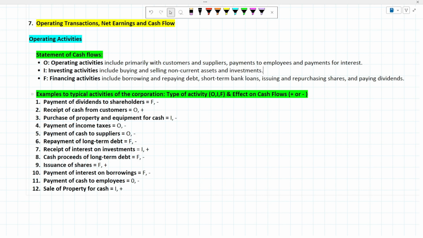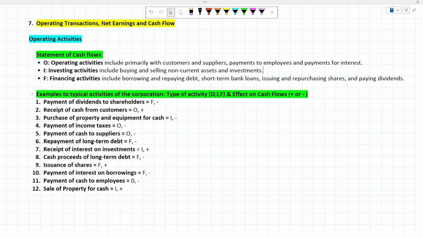This is an investing activity, and this would be a plus on the cash flow. 8, cash proceeds of long-term debt. This is financing activities, and it's a minus since we're paying off debt. 9, issuance of shares. It would be financing, and it would be a plus because we're issuing shares. 10, payment of interest on borrowings. This would be a financing activity and minus on the cash flow.